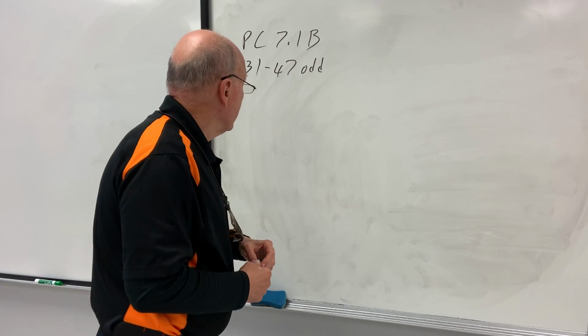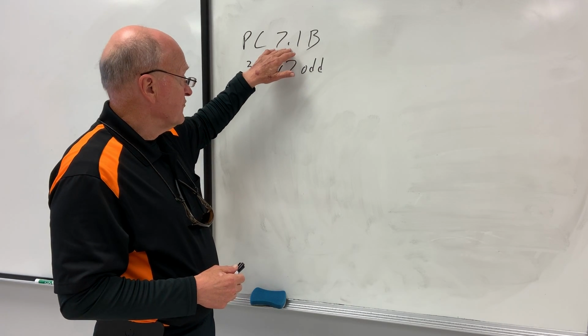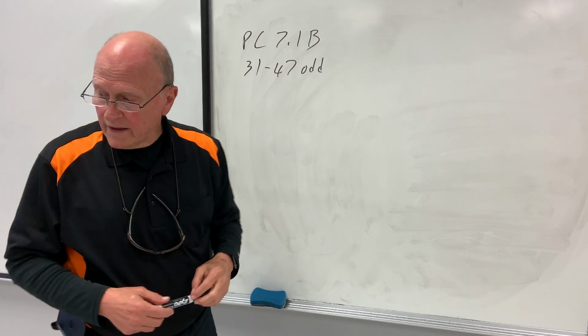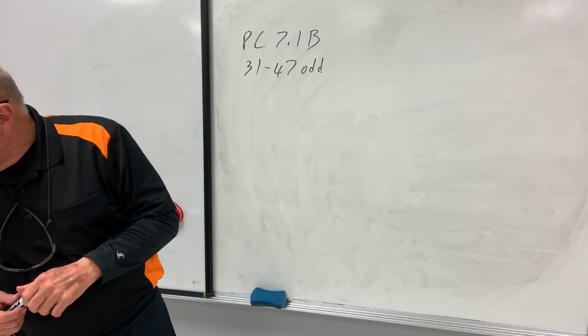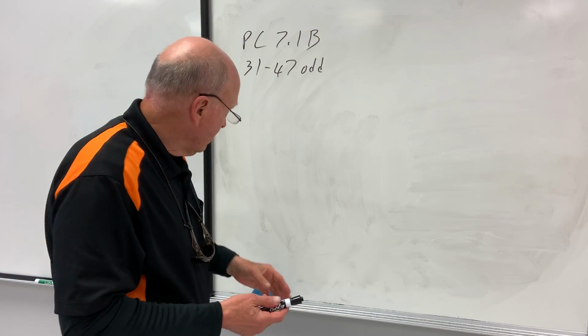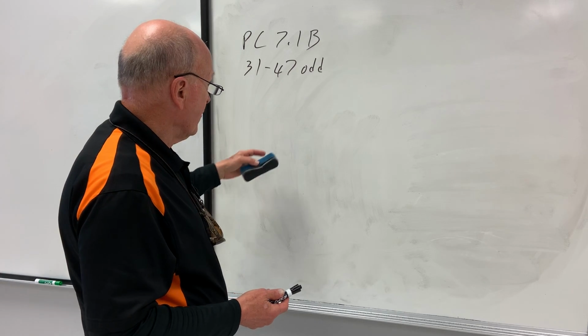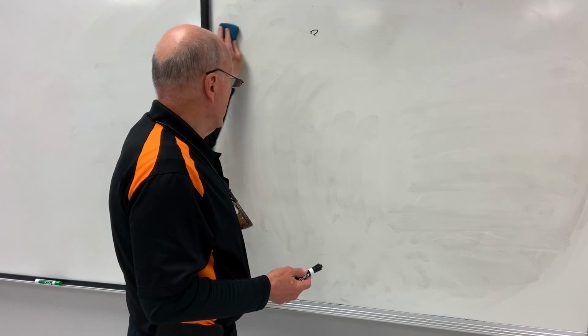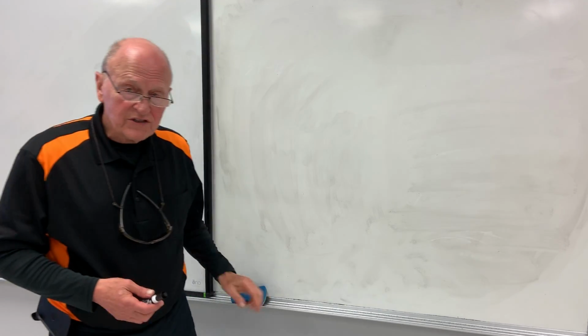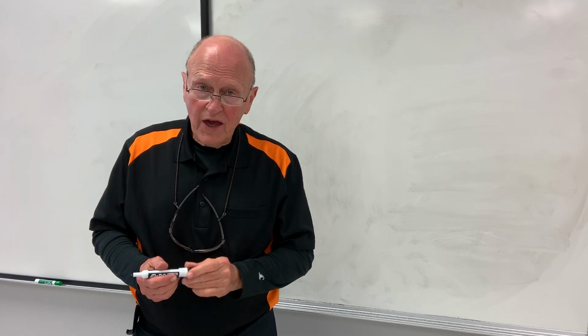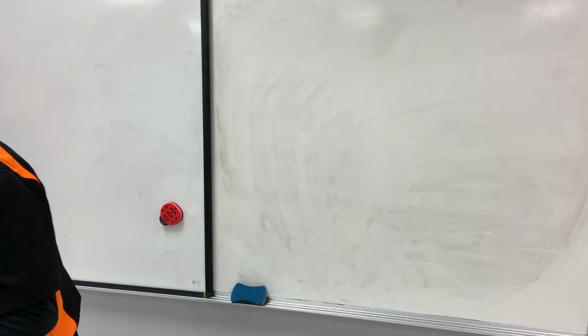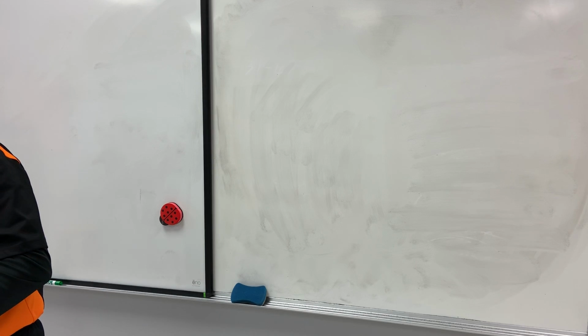Okay, this is the second part of section 7.1, and I think you may like it a little better than the first part. We will do problems 31 through 47 odd, and we will know the answer. It's like the first part. The only difference is we know the answer before we start. Let's do number 31.